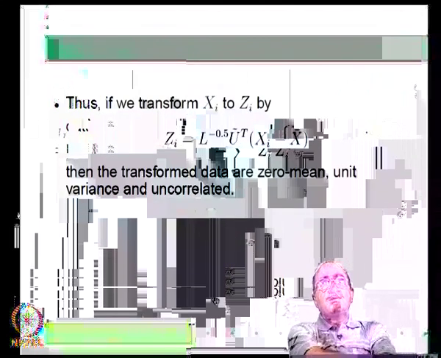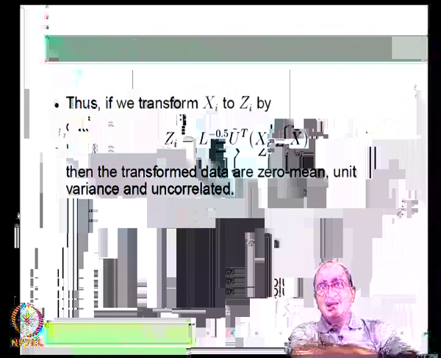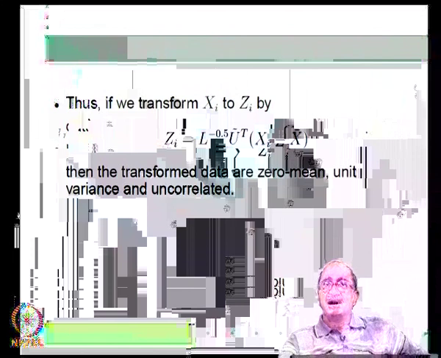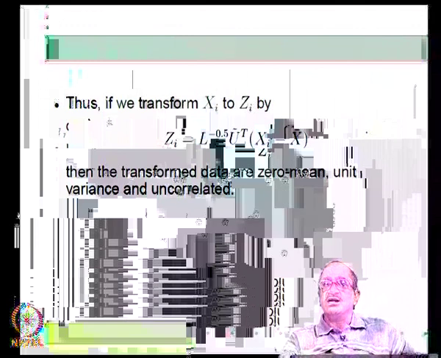What does this mean? If we transform x_i to z_i by using z_i equal to L to the power minus half u tilde transpose (x_i minus x bar), where x bar is the mean of the original data, u tilde is the matrix whose columns are the eigenvectors of the data covariance matrix, and L is a diagonal matrix whose diagonals are the eigenvalues of the data covariance matrix, then this transformation transforms vectors into 0 mean, unit variance, uncorrelated components.